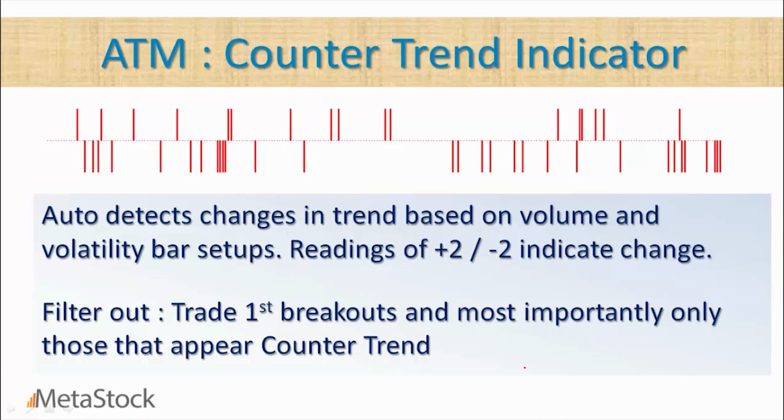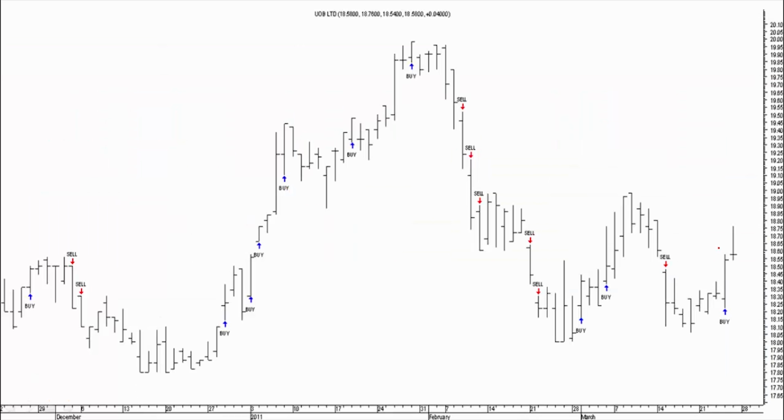The counter trend indicator is another very interesting tool in the ATM add-on. The indicator helps you identify where the market is changing trend. Whilst you may look at the indicator as a value of +2 and -2, +2 indicating bull strength, -2 indicating a sell signal, the best way is to look at the inbuilt expert advisor. This automatically stamps for you buy and sell signals on the chart.